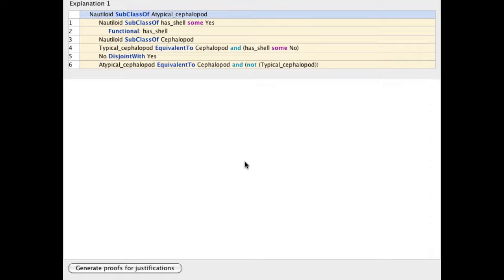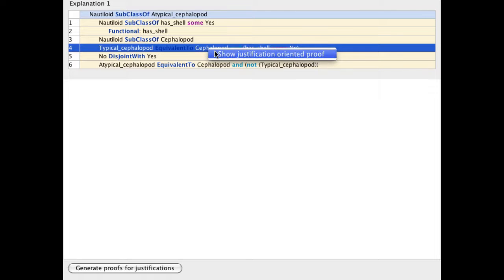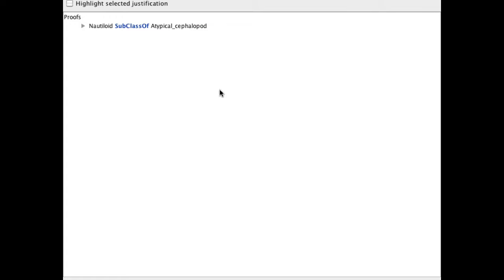This is a justification for the entailment Nautiloid subclass of atypical cephalopod, and it comes from the Nautilus ontology. Let's ask for a justification-oriented proof for this justification. Here's our proof, and it starts with the entailment Nautiloid subclass of atypical cephalopod.